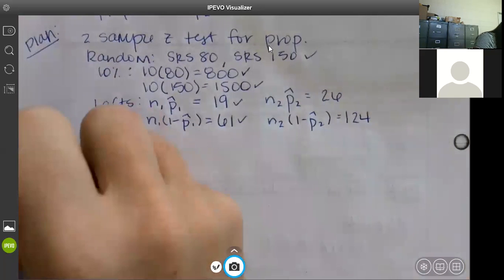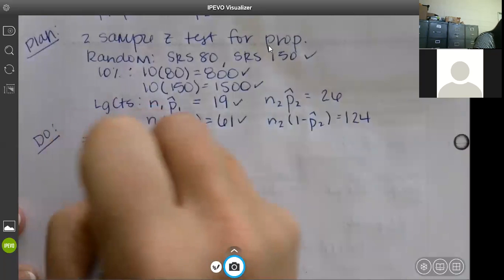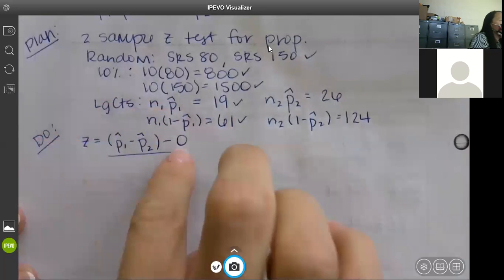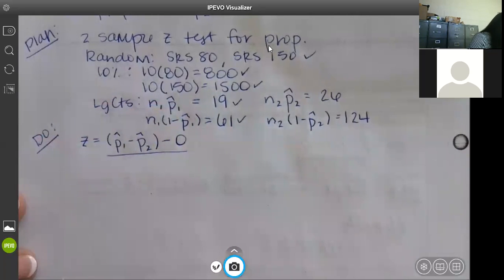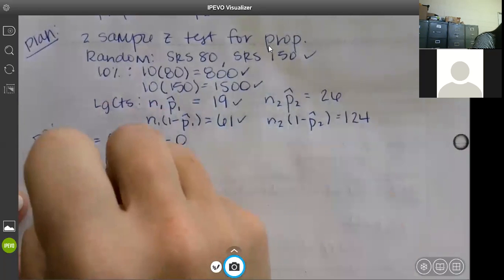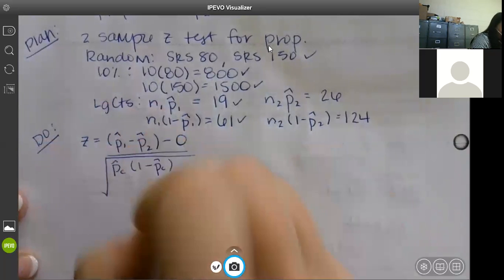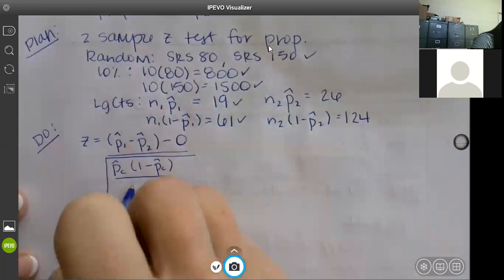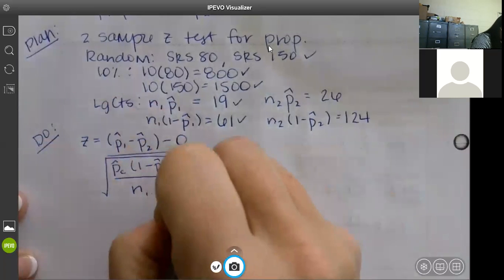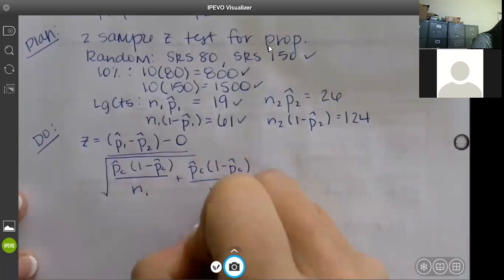So in our do part, we're going to do that formula. Z equals P hat 1 minus P hat 2 minus 0, because that's what we want in our null hypothesis, no difference, over the square root of P hat combined times (1 minus P hat combined), and I'll talk to you about that in just a second as well, over our first sample. Same on the top, over our second sample.